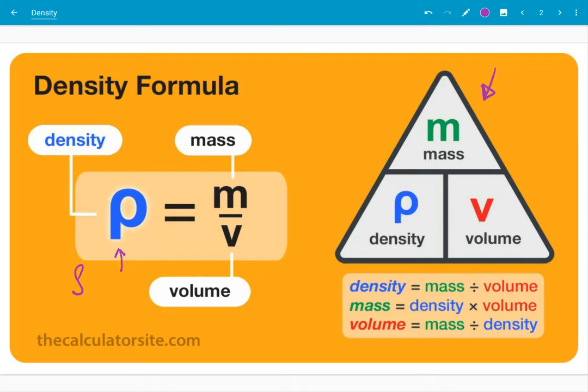And you'll find that the units for density that we'll run into are grams per milliliter, or maybe grams per centimeter cubed. Most likely this is the one we'll have. And we know that the density of water is equal to 1 gram per milliliter or 1 kilogram per liter.